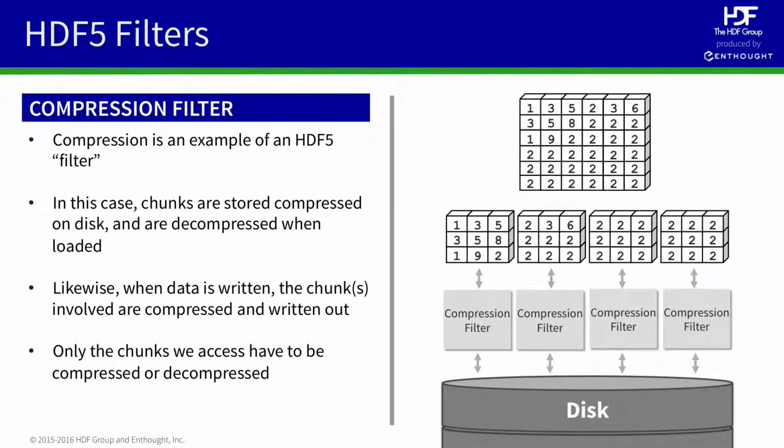In HDF5, compression is implemented as something called a filter. For HDF5 datasets that are composed of chunks, those chunks can have transforms applied to them on their way to and from the disk. In the case of compression, a chunk that's in memory will be compressed before it is stored on disk, and then, if later retrieved, that chunk will be decompressed and returned to memory.